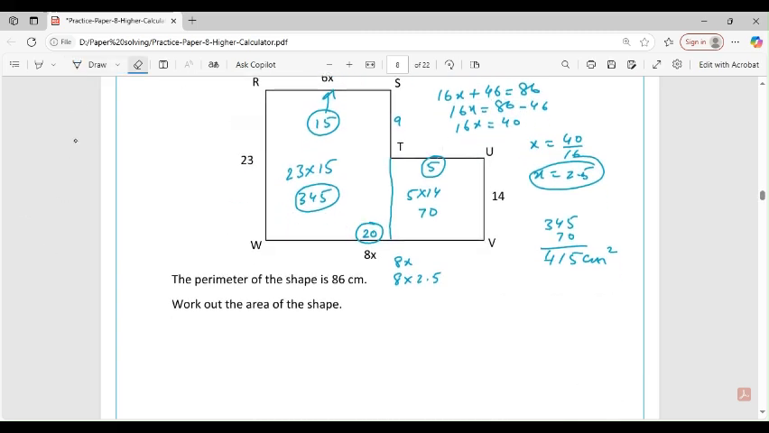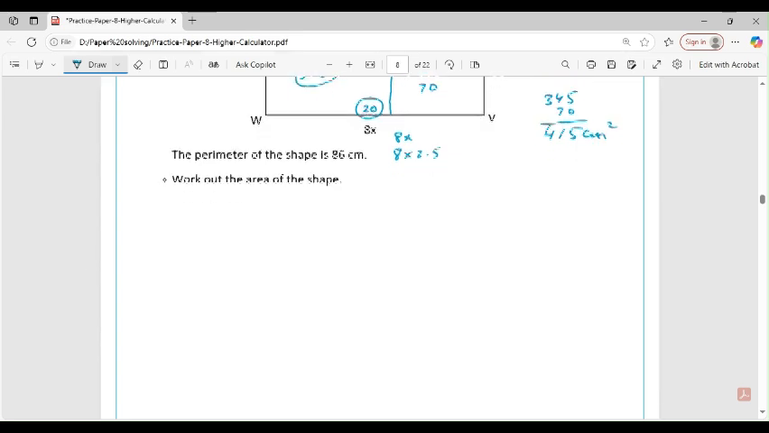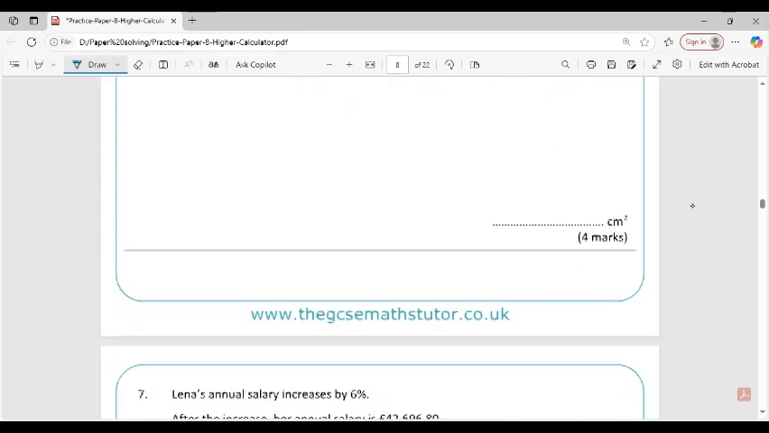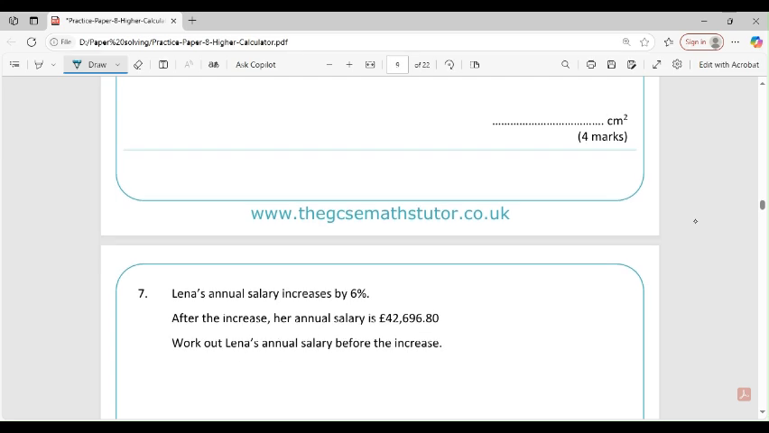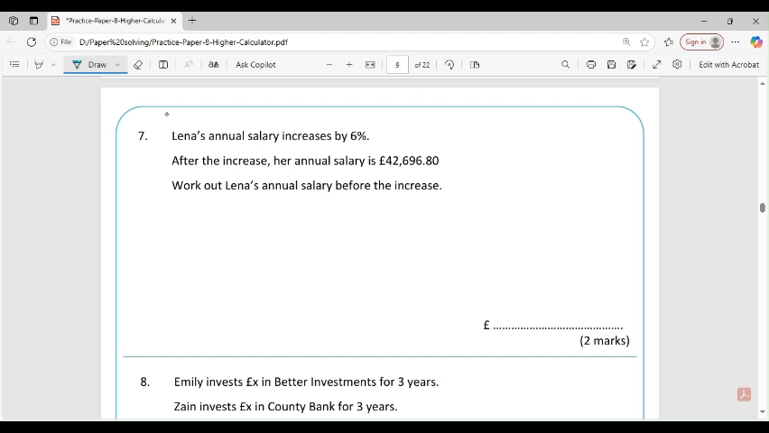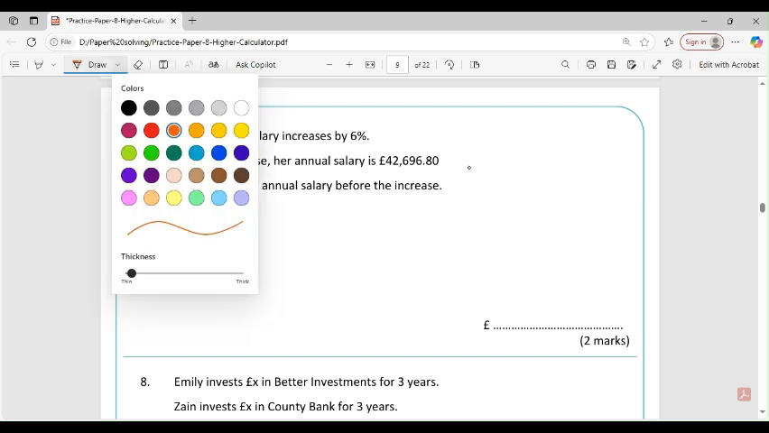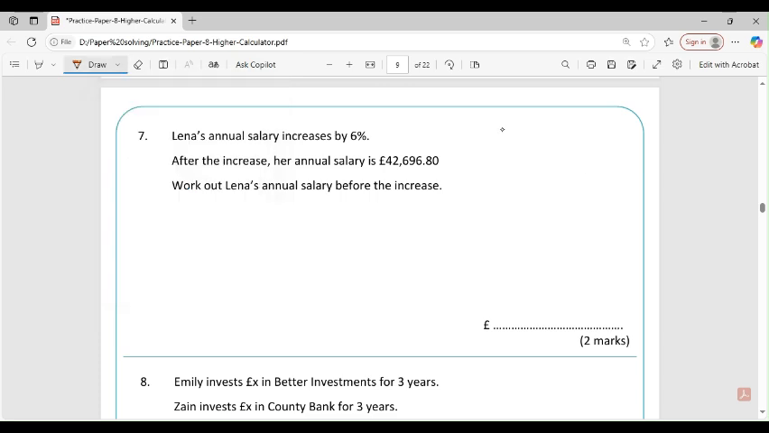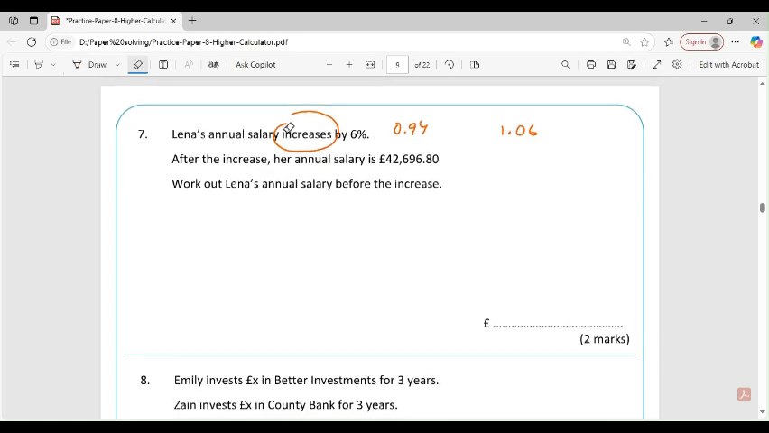Moving on to the next question, which is question number 7. It says Lina's annual salary increased by 6%. Increase, there is something extremely important I must explain to you. For an increase, it's always 1.06. And for example, if this was a decrease by 6, that means it's going to be 0.94. So this is very clear. Always and always subtract from 100. Okay, so in this case, it's saying increase. That means we are going to be adding 1 to it.